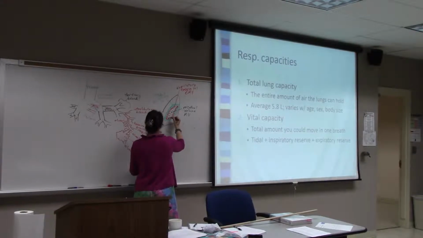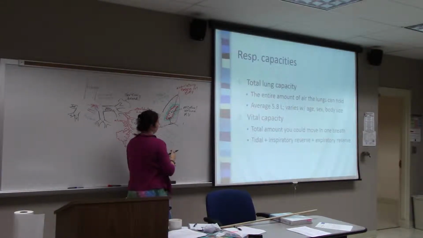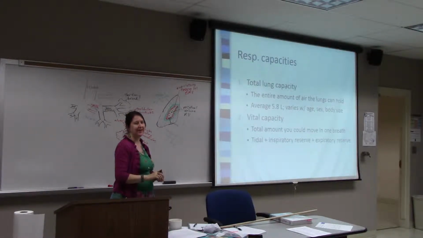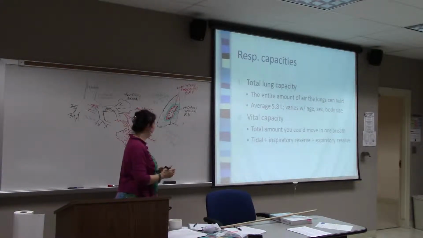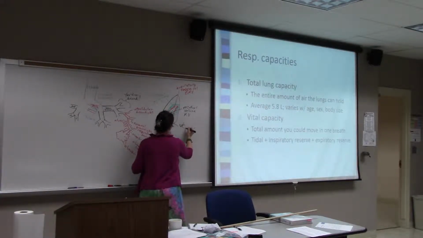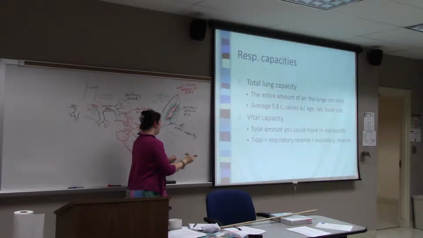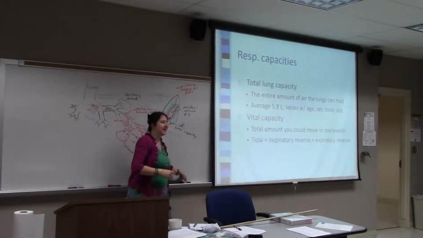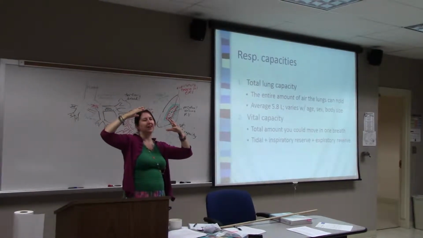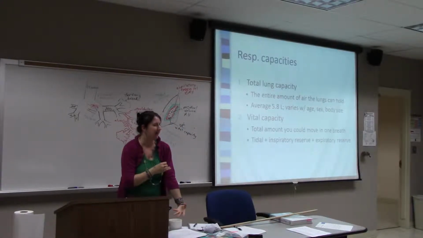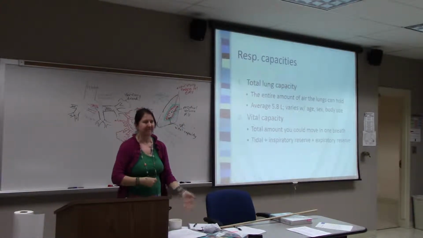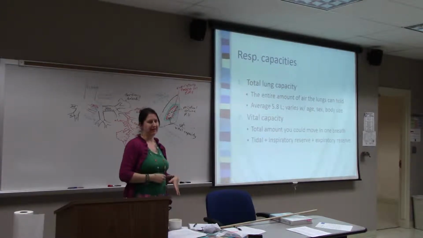Vital capacity is take out residual volume and just look at the air that can move. VC for short. So if you were to take in as much air as you possibly could and then blow out as much air as you possibly could, say to fill up a balloon, that is your vital capacity.